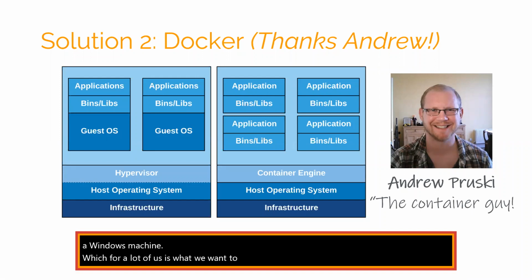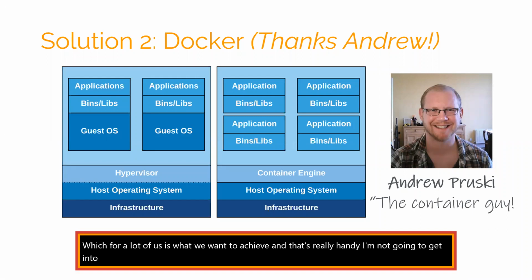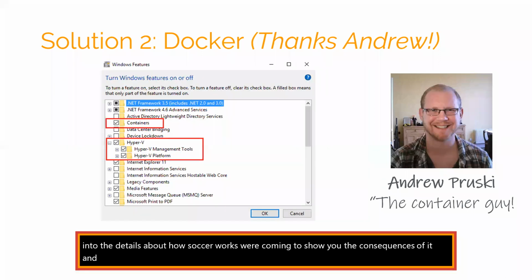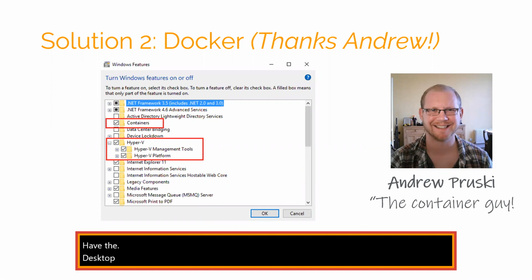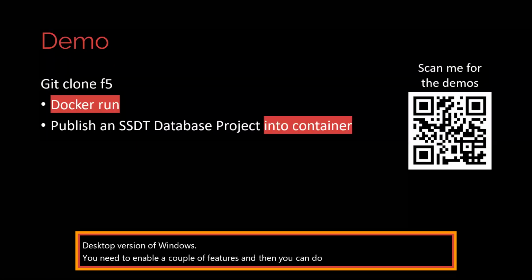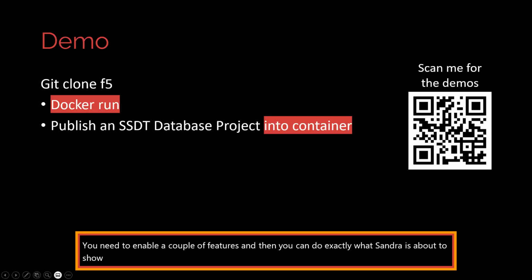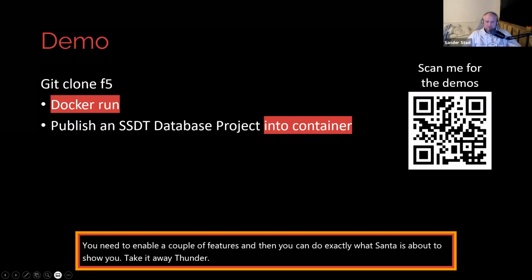And that's really handy. I'm not going to get into the details about how Docker works. We're kind of going to show you the consequences of it and how cool it is. Basically, you just need to make sure that you've got the latest version of Windows, or the server version, or the pro version of the desktop version of Windows. You need to enable a couple of features, and then you can do exactly what Sander is about to show you. Take it away, Sander.